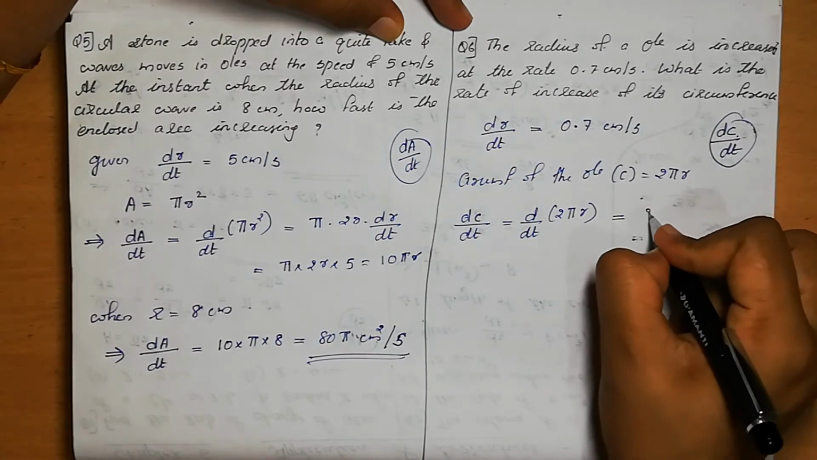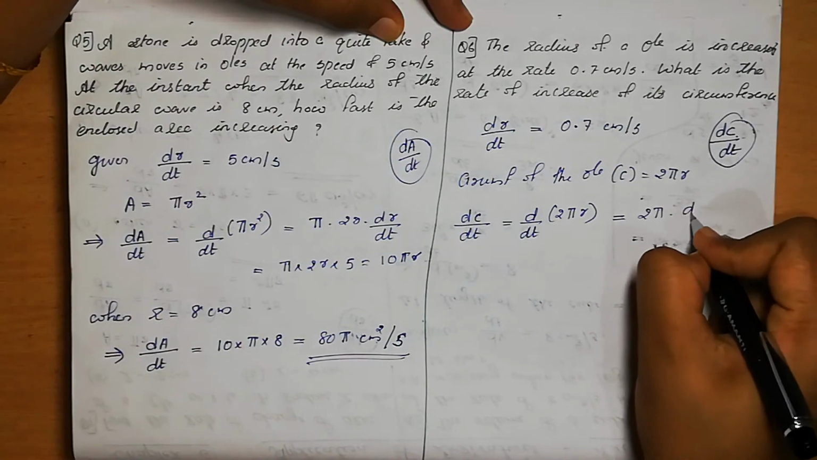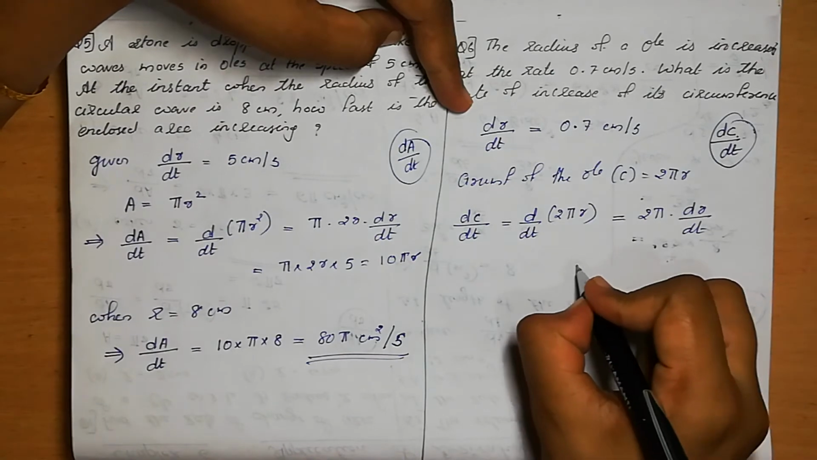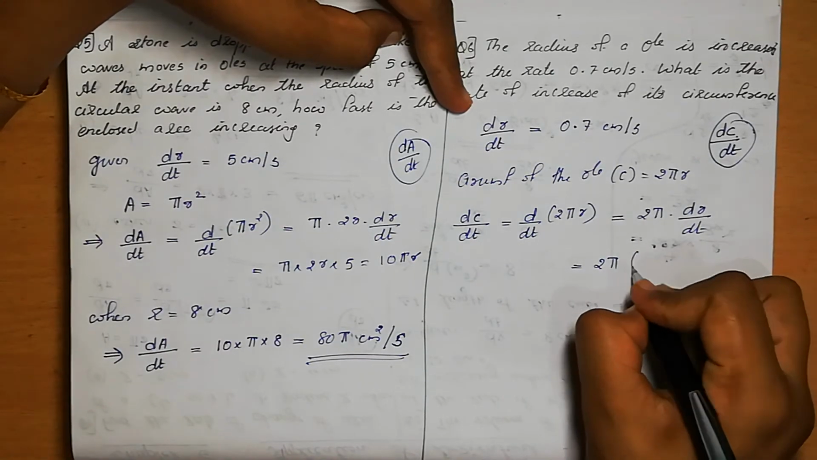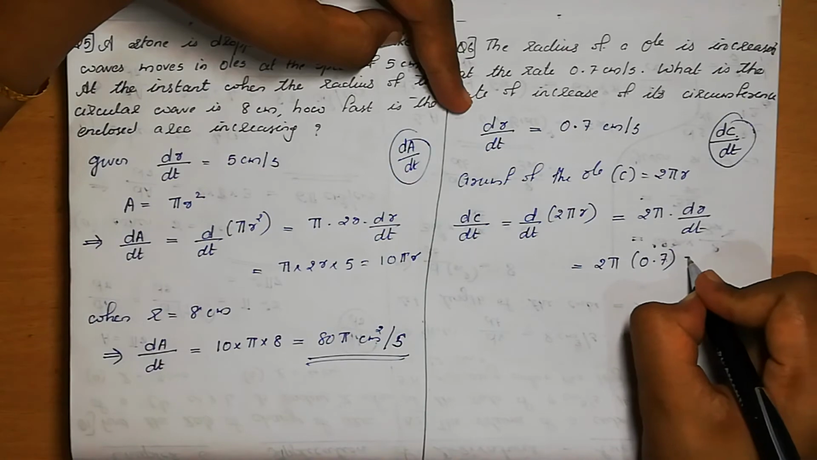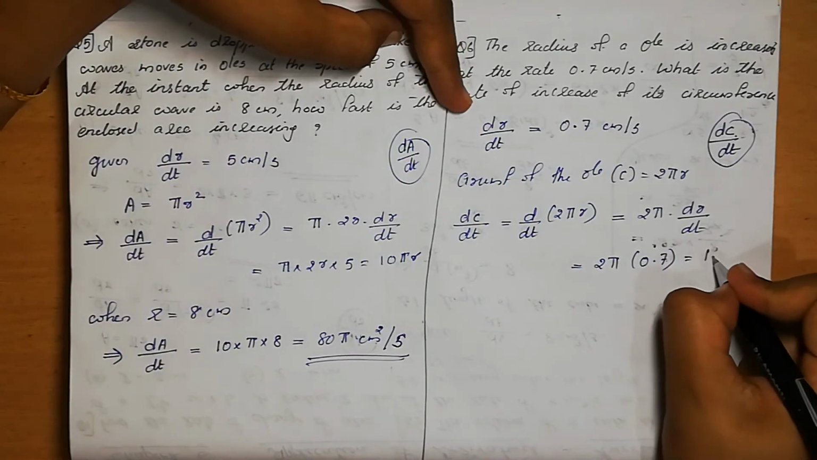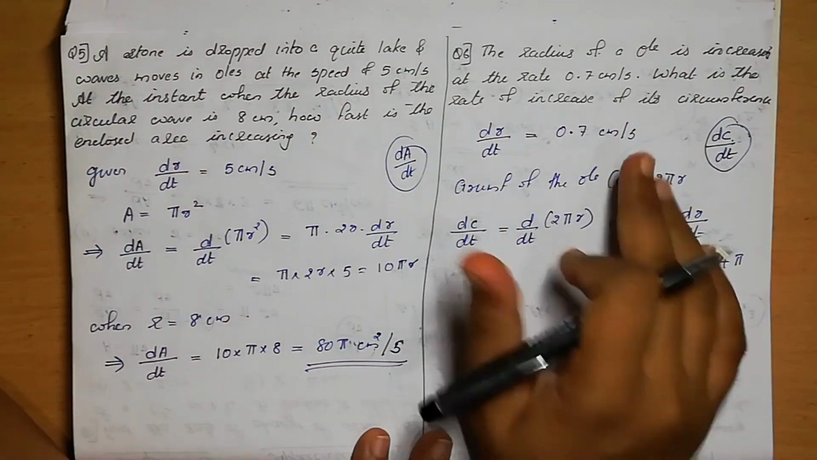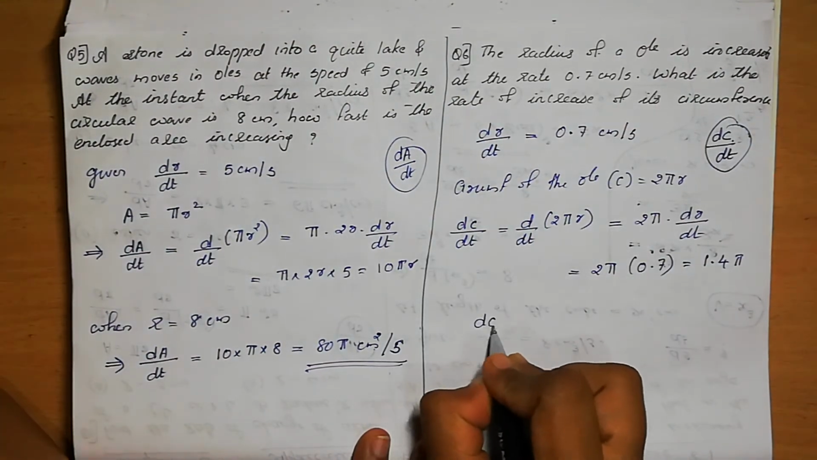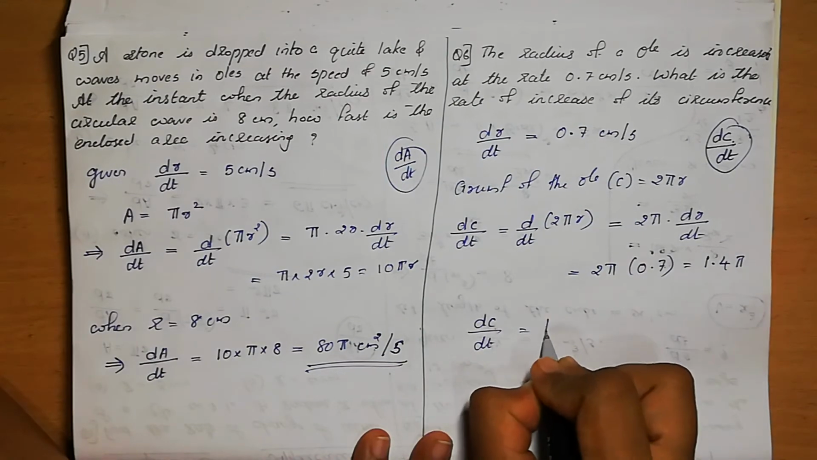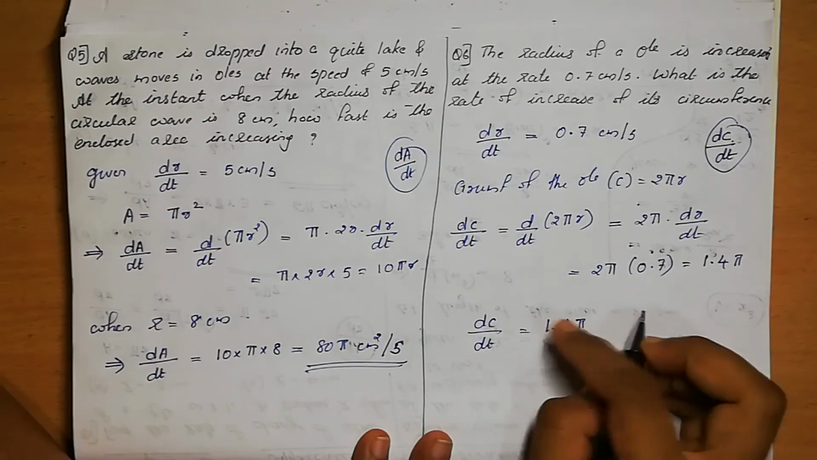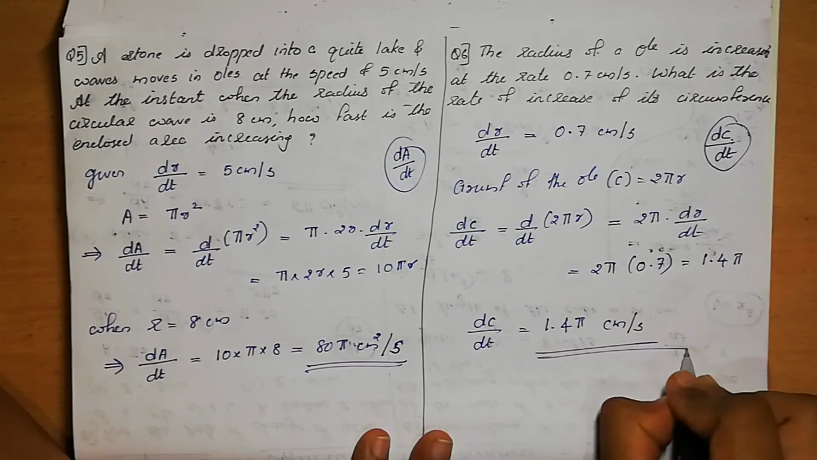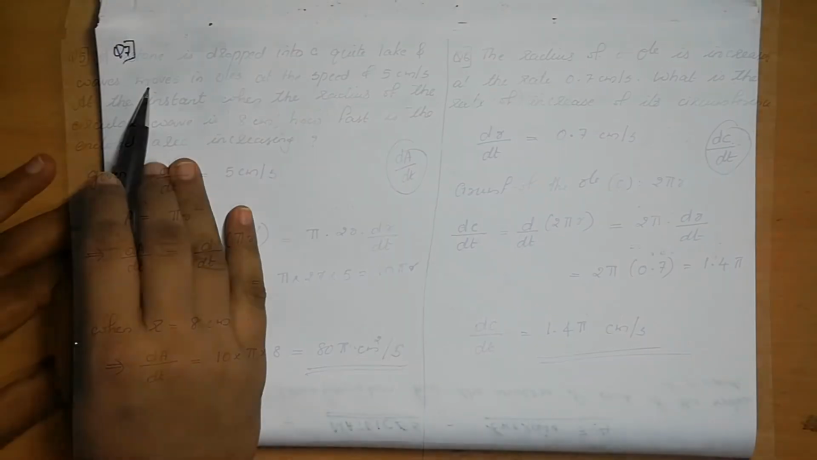2 pi is a constant, then derivative of r is dr by dt, correct? So what is the value of dr by dt? dr by dt is 0.7. That means 2 pi into 0.7. 7 into 2 is 14, 1 point back means 1.4 pi we will get. So what we can write? The rate of increase of a circumference dc by dt equal to 1.4 pi. Unit is, circumference unit is centimeter per second. We can write answer.